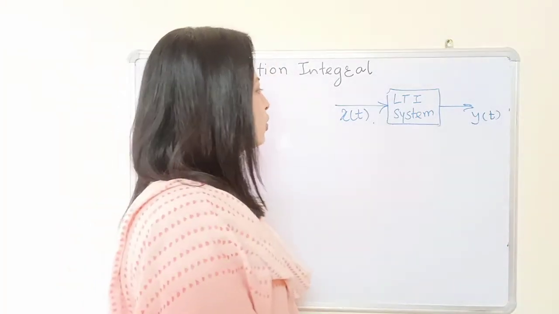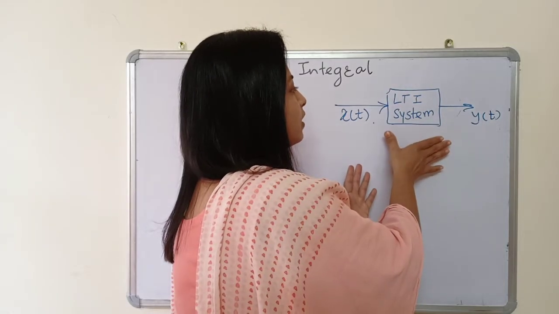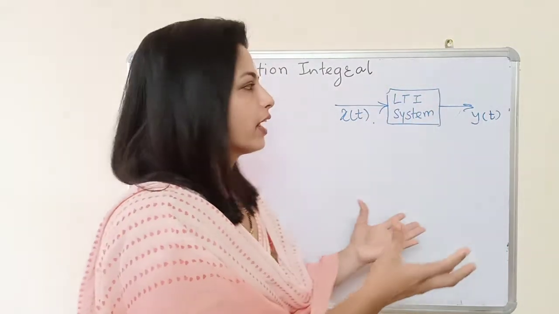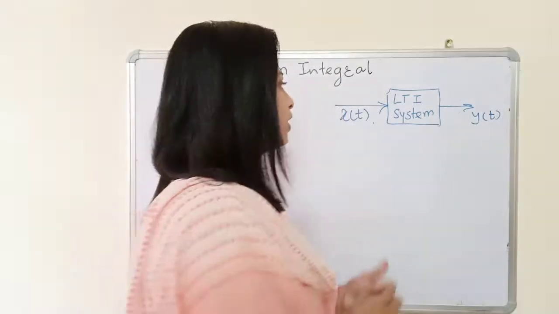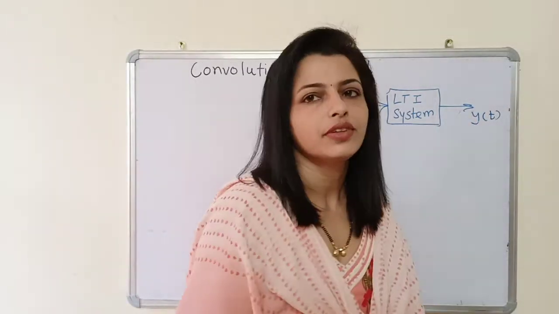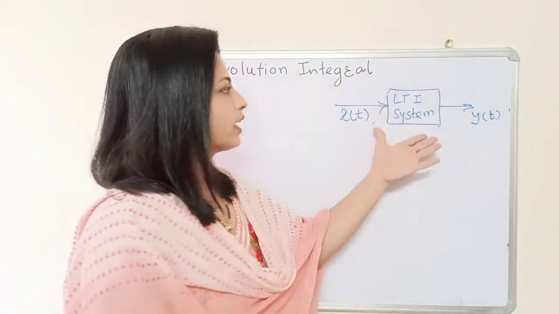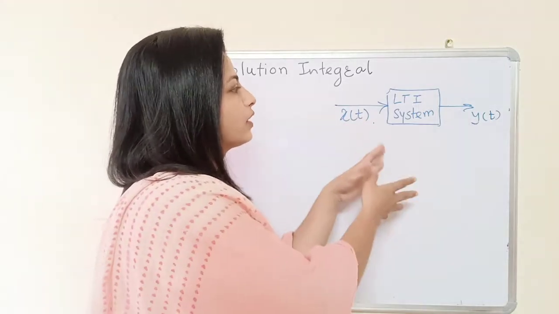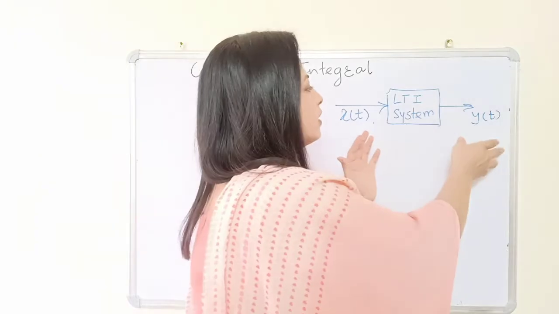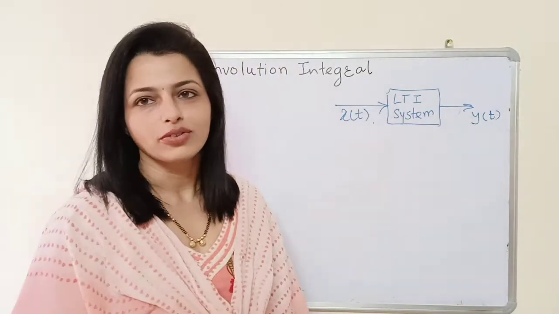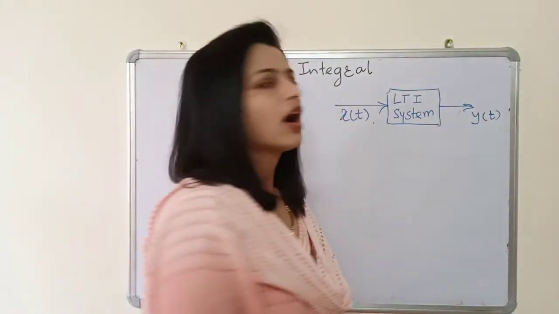So x of t is somehow modified by this characteristic, which we don't know yet. We want to find out the characteristic of the system by which we get a specific output y of t. Whatever input we give to the system is treated by it, and we get some output y of t. So we want to find the relationship between this input and output.